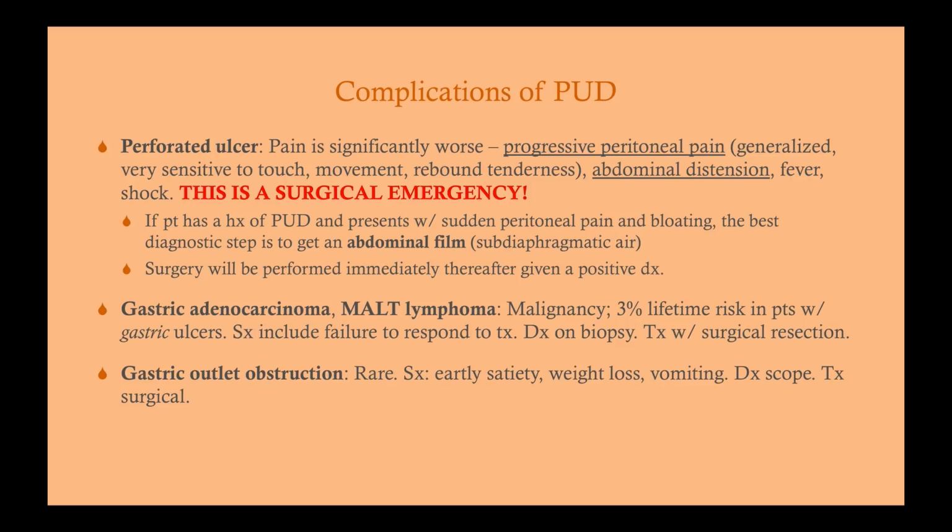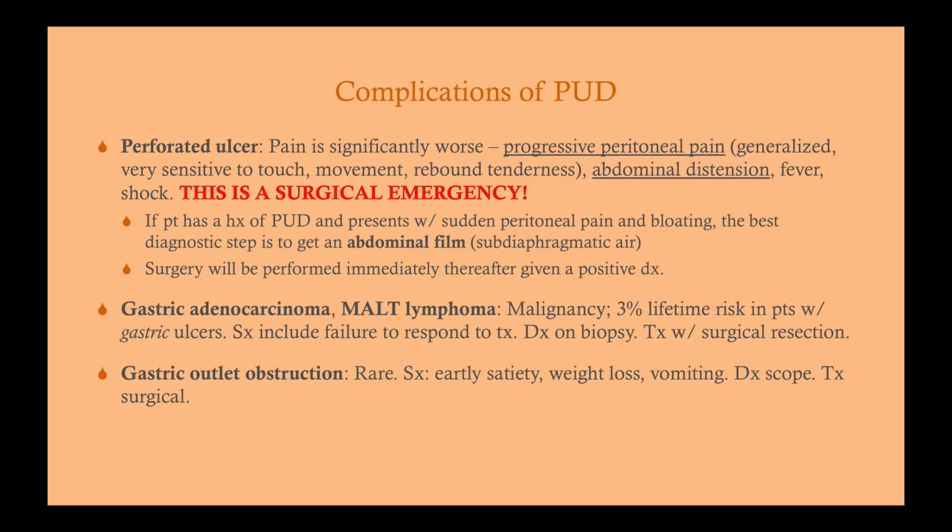The very first thing you're going to do in a patient with a history of peptic ulcer disease who now presents with suddenly worsening abdominal pain is to get an abdominal film. Very easy to get, relatively cheap, and it's diagnostic for a perforated ulcer. You look for subdiaphragmatic air, and I'll show you a picture of that. The treatment for this is immediate surgery.